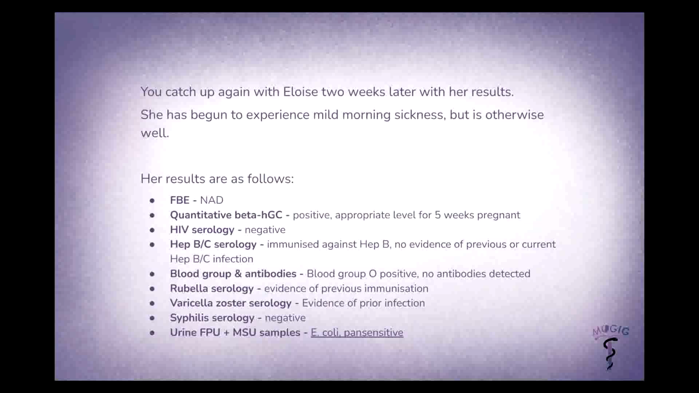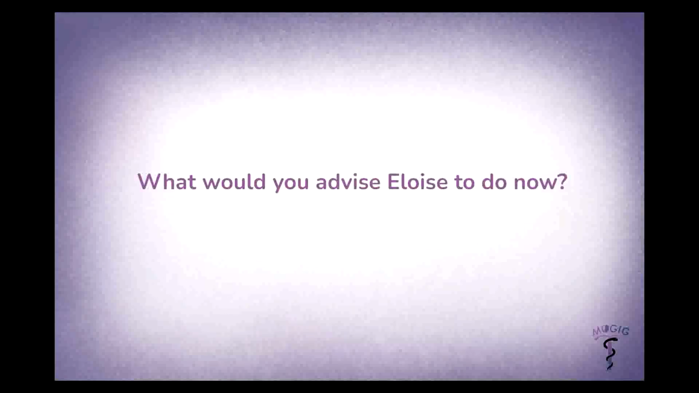Her syphilis serology comes back negative, and in her first pass and MSU samples, we identify E. coli, which is pan-sensitive. So what things might you suggest to Eloise now?